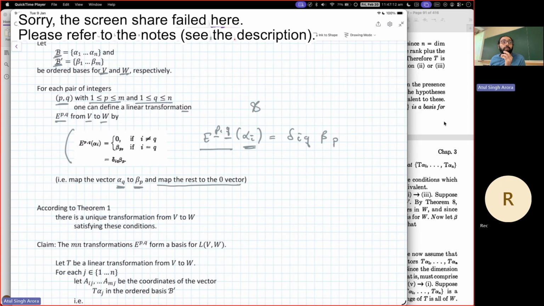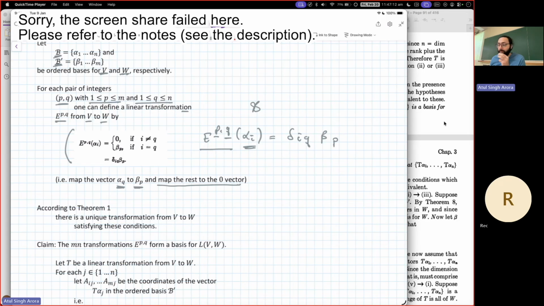Okay, all right. So now, here's the next claim. The claim is that the mn transformations E^{PQ}, so there are mn transformations. Why? Because P and Q are indices. P, remember, is from 1 to m, and Q is from 1 to n. So in total, there are m times n transformations. The claim is that these transformations form a basis for the set of all linear transformations from V to W.